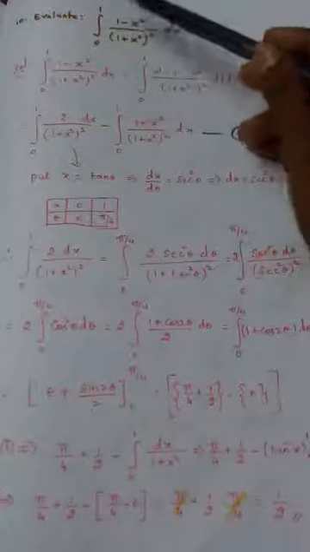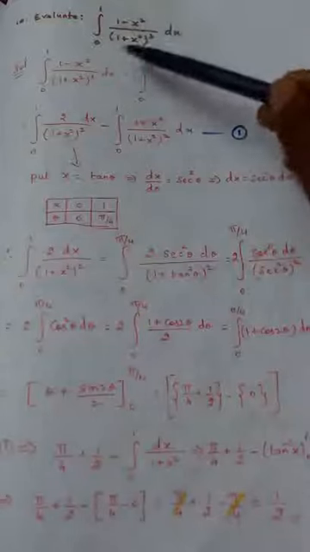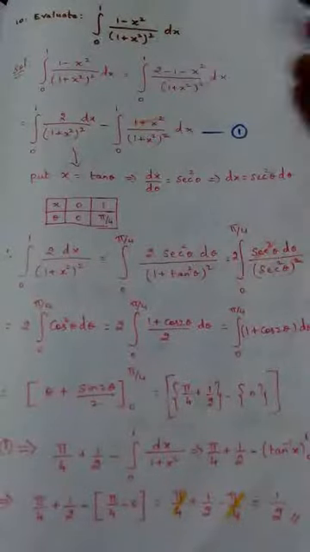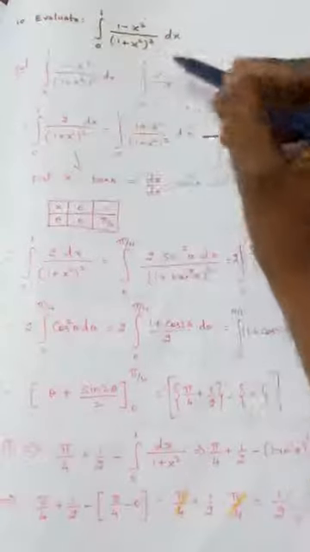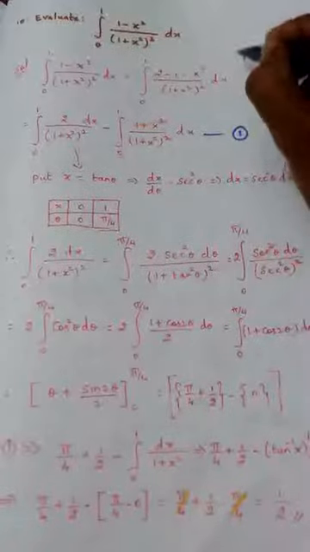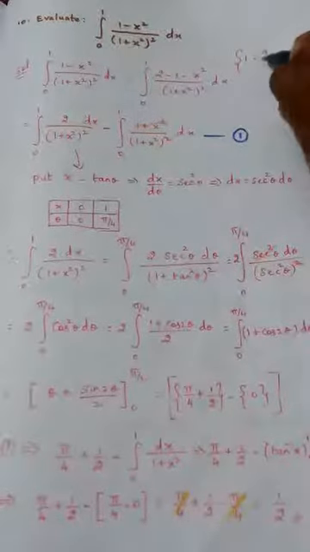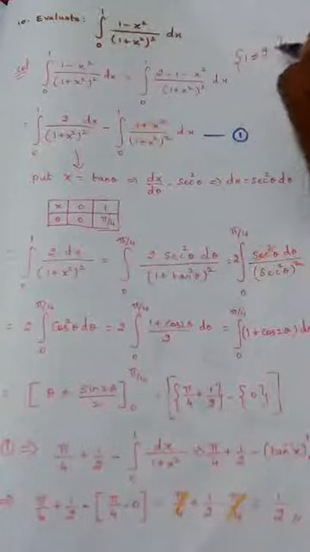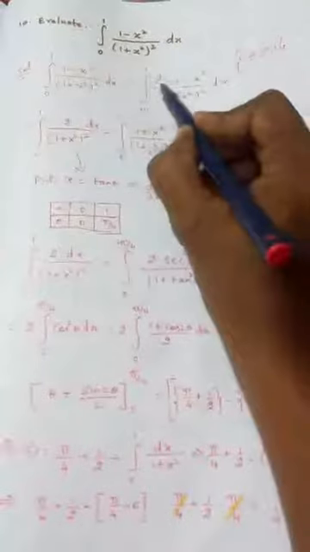Question number 10. Evaluate the integral from 0 to 1 of (1 minus x square) by (1 plus x square) whole square into dx. Now observe carefully, this is the question. Now this 1 is written as 2 minus 1. 1 can be written as 2 minus 1, yes or no? 1 and 2 minus 1 are equal, both are 1 only. So this 1 is written as 2 minus 1, other things are all the same.